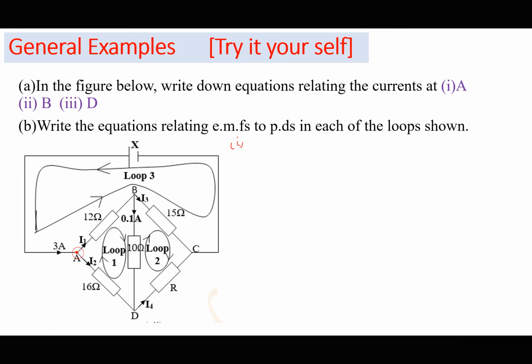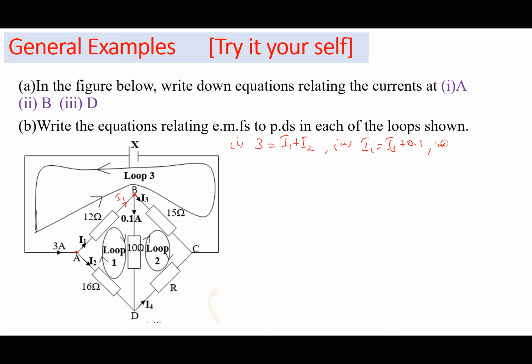So at junction A, the current entering is 3 amperes, leaving is I1 and I2. So I'll say 3 equals I1 plus I2. Sum of current into the junction equals sum of current out of the junction. Roman 2 at B. I1 is coming to B. This is I1. 0.1 is leaving B. I3 is leaving B. So I can say I1 equals I3 plus 0.1.